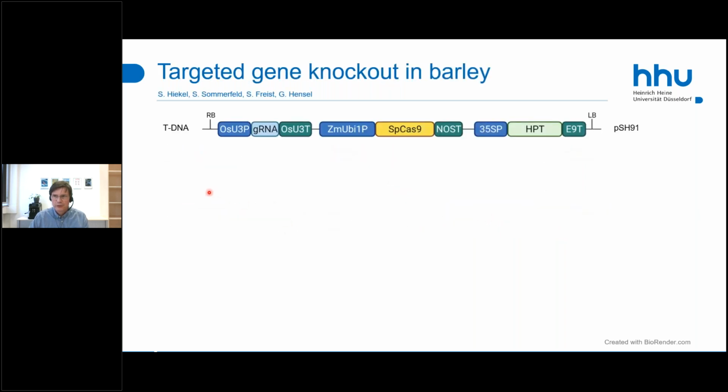So we started early on in adapting one vector, which is illustrated here. Stefan Lieke adapted this vector, and it consists of the OsU3, so the rice U3 promoter. You can use type 2S restriction enzymes to include one gRNA, and we have a codon-optimized Cas9 protein, which is also under the control of the mesovikinin promoter. And in cereals, we prefer to use the hygromycin selection because this avoids escapes.